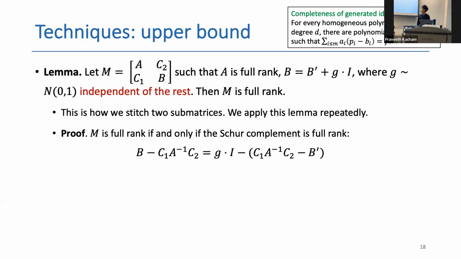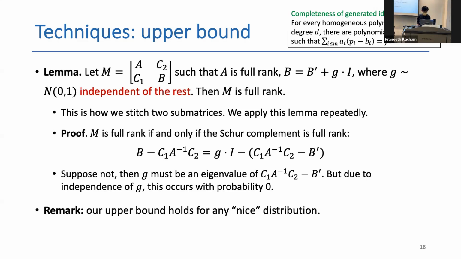Okay, 3 minutes. A remark: our upper bound actually holds for any nice distribution. It's not just Gaussian, it can be any continuous distribution or any discrete distribution that has some proper anti-concentration property. As long as this is low probability, we're good.